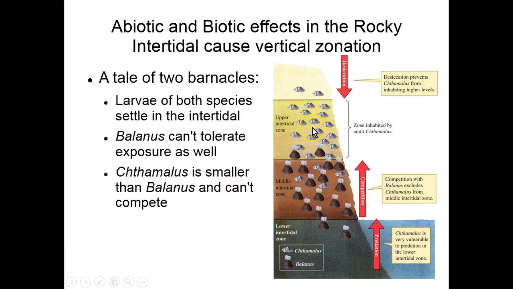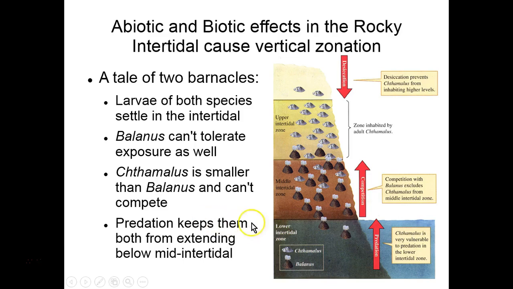But then, once we get down here to the middle intertidal zone, the balanus can live here because it's not as exposed to the air, and therefore now the thamellus has to compete for space with it. The balanus is much larger, it grows more quickly than the thamellus does, and therefore it outcompetes the thamellus for space. So that's why we see the brown one, or the balanus, and not really as many of the little white ones, or the thamellus.